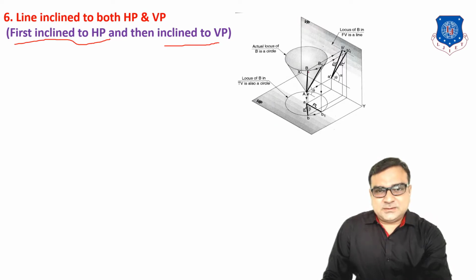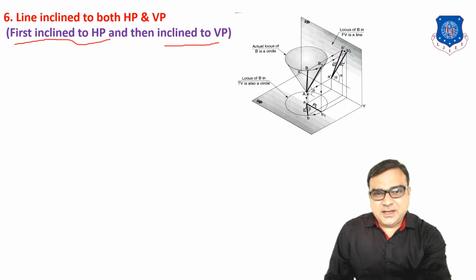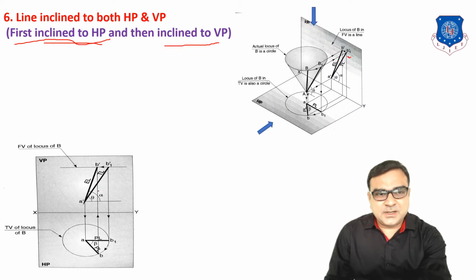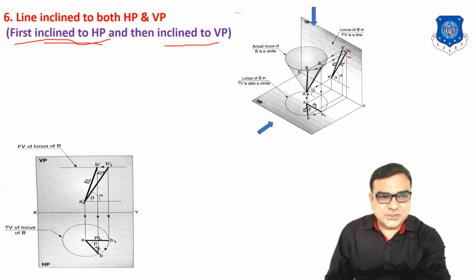Look at the picture in which our first position of the line, line AB1, is inclined to HP and parallel to VP. The front view of line AB1 on the vertical plane is small a dash B1 dash, and the top view of the line on HP is AB1. These are the representations: first position A dash B1 dash front view, and A B1 top view.